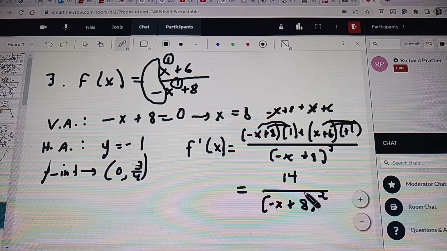Well, this never equals 0 because the top never equals 0. The top's always 14. And the bottom is always going to be positive or 0, but we already know about the 0 point. The bottom can't be negative either because it's squared. So that means the first derivative is always positive. It never has any critical numbers. So there can't be any local maxes or mins. And it's always positive, so that means the graph is always increasing. The original graph is always increasing because the derivative is always positive.